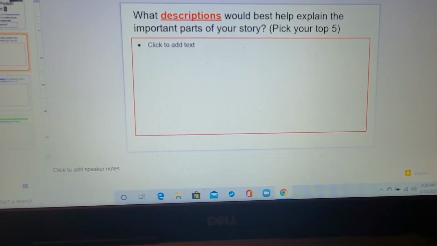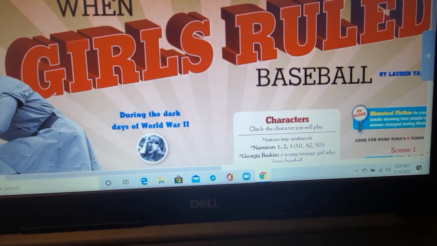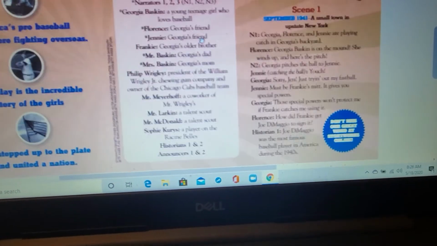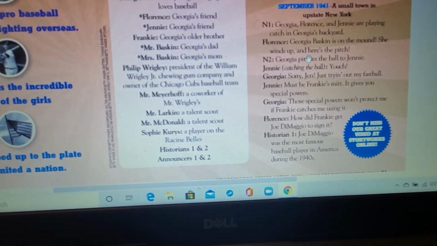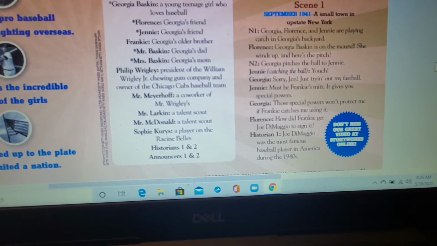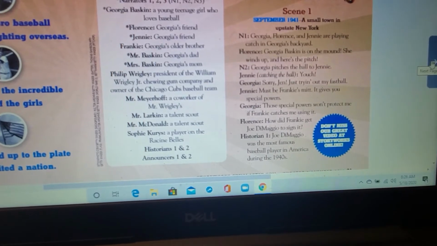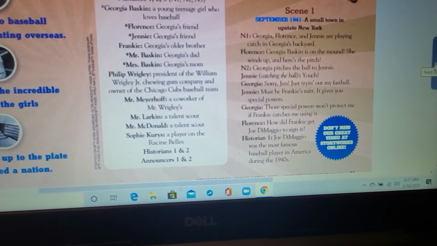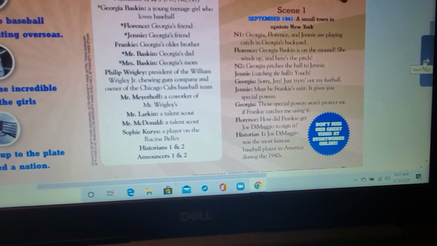And what you want to do is look at the story that you're reading. So I know this story is about during World War II when women stepped up and helped with the war effort. But it also highlighted a women's league that started, and the story is focused on a character named Georgia who loves baseball and is very good at it, but she lives during a time when women were not given the same opportunities as men.